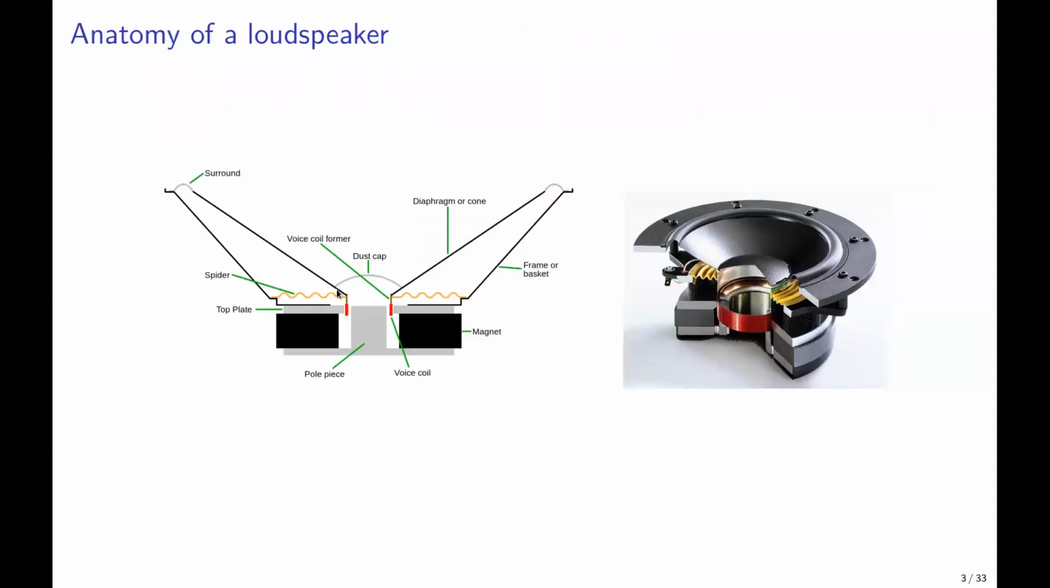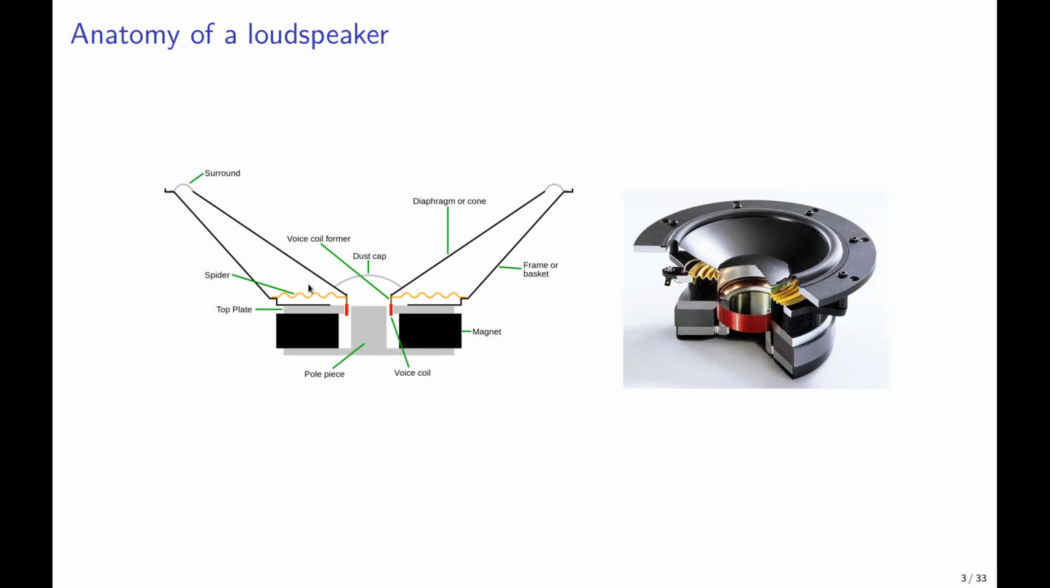Just to recap for everyone who doesn't exactly know what I'm talking about when I talk about an electrodynamic loudspeaker. Here is just a schematic of a loudspeaker. The basic principle is that we have a coil in the field of a static magnet. If you apply a voltage at the coil, it creates a current. The current and the magnetic field create a force and push this diaphragm outwards. And then there is the surround and the spider.